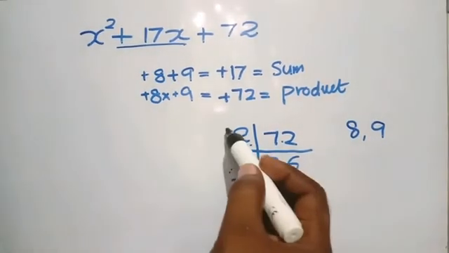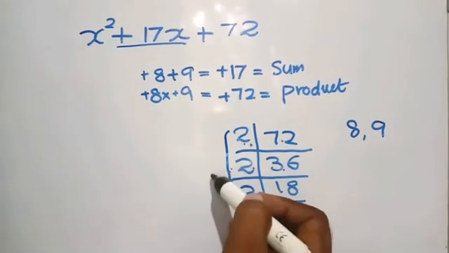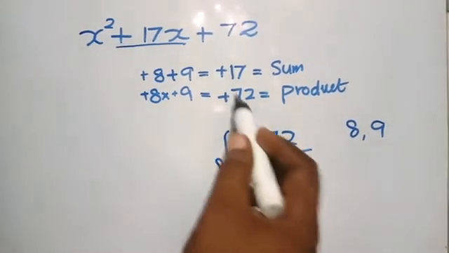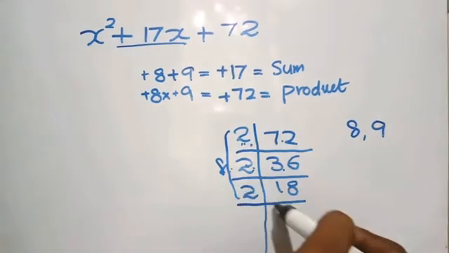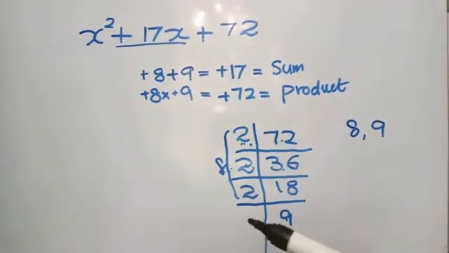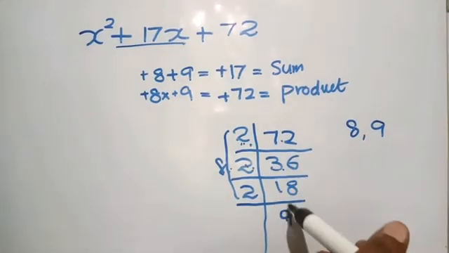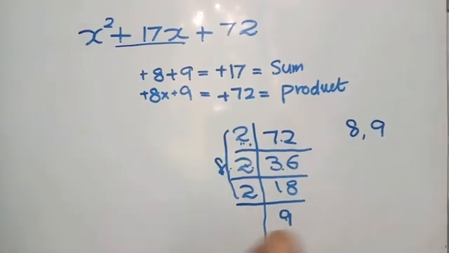Now let's check with this one. 2 into 2 into 2: 2 twos are 4, 4 twos are 8. 8 plus 9 is 17, and 8 into 9 is 72. In such a way also we can find out. When the number is large, I feel this is the easiest method.